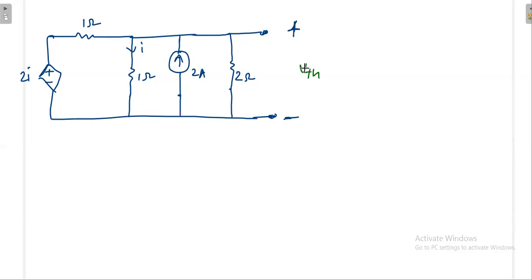Okay. So you can go by any method. See these three elements. Don't consider this part: the 1 ohm, this 2 ampere current source, and this 2 ohm. All are in parallel combination. I am not worried about this one. Whenever these three elements are in parallel combination, whatever the voltage available here, the same voltage will be available here.